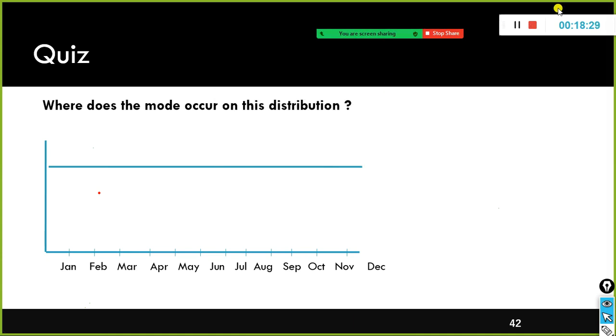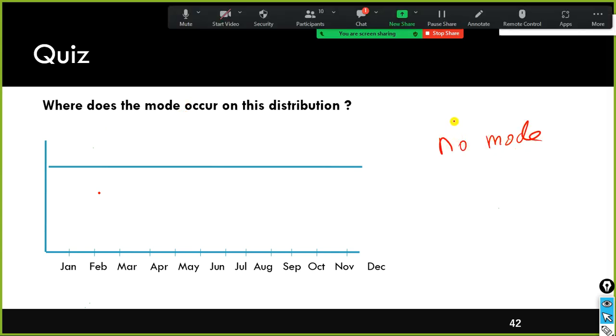Palani, where does the mode occur on this distribution? There is no mode here. In this data set, we don't have a mode because we don't see any peak here, right?